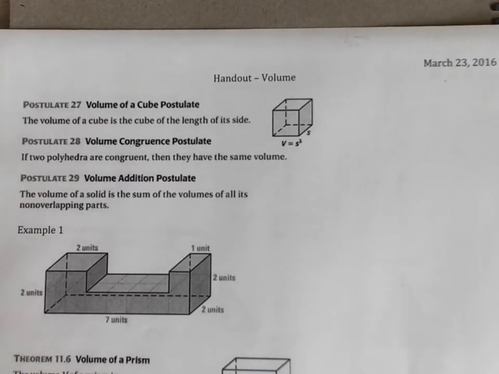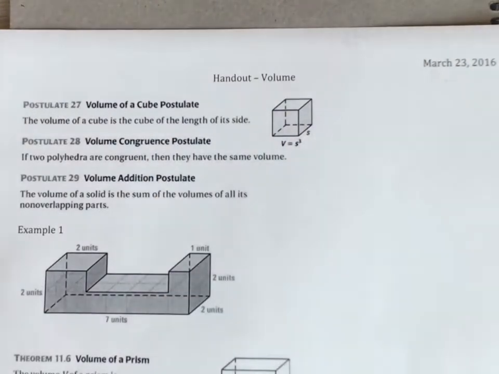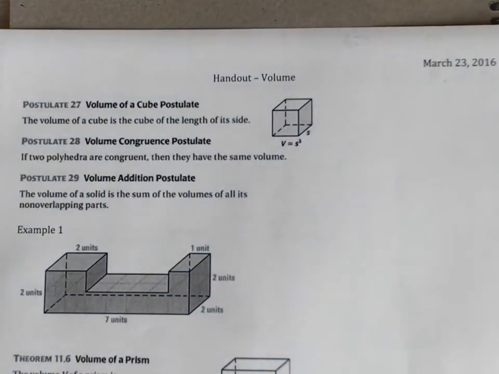All right, so you should have your notes from March 23rd. Today we're looking at the volume of predominantly a cube, and then another type of, so prisms and cylinders.